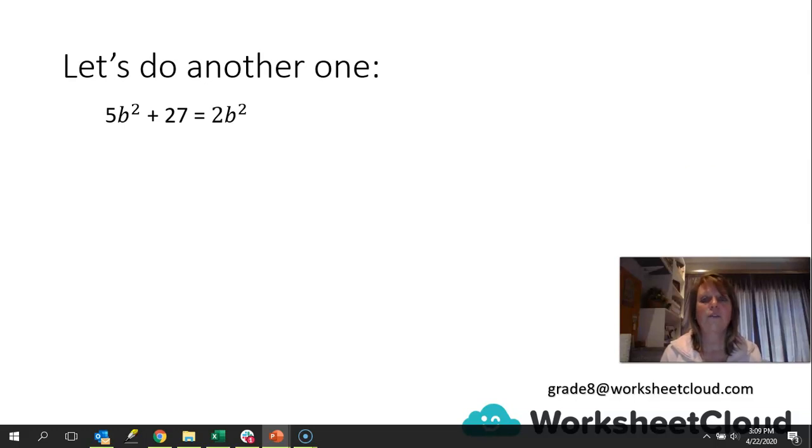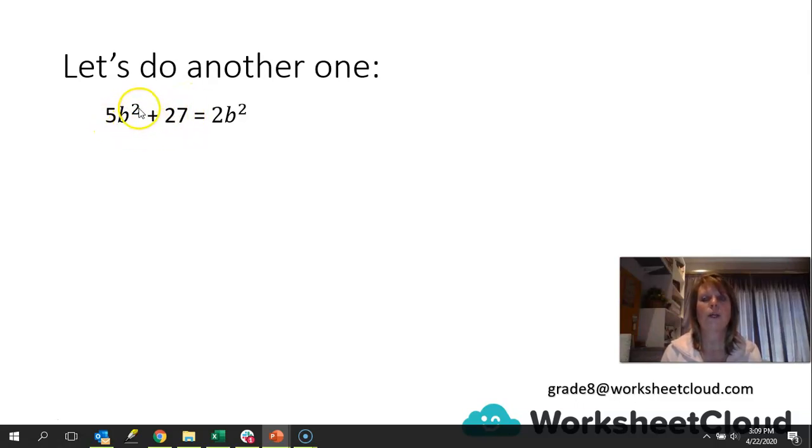Okay, we've got 5b squared plus 27 is equal to 2b squared. There's our equation. Now, what we have to do is get all our variables on the one side and all our constants on the one side. Remember, 27 is a constant because it is 27. That's what it is. There's no variables. There's nothing that can change that value.